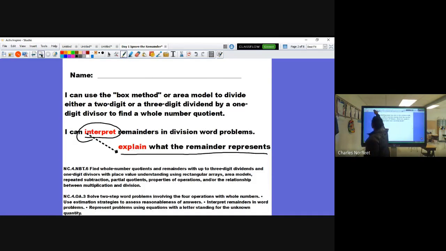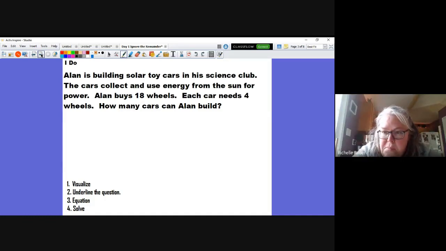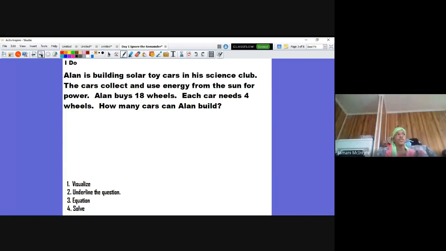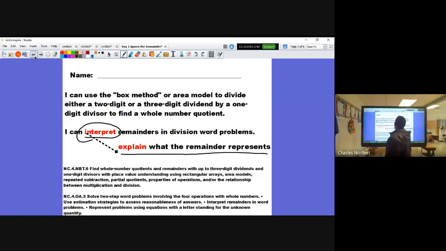And we know the word remainder. Does anybody remember what that word remainder means? Monty. What's left from the problem? Good job. So what's left over? Every time we see this word remainder, we think left over. Good job. Left over. Great job, Jamani.